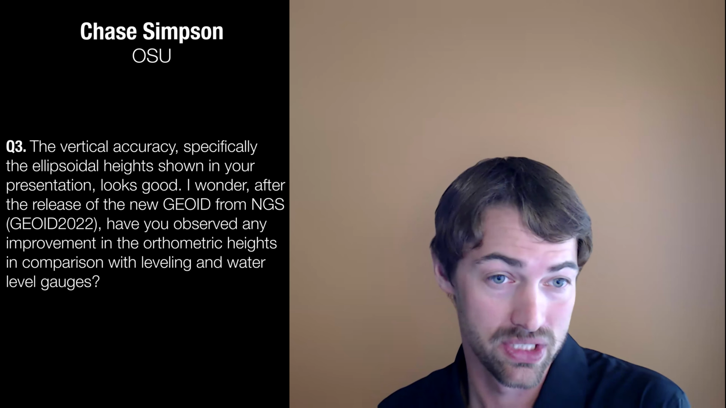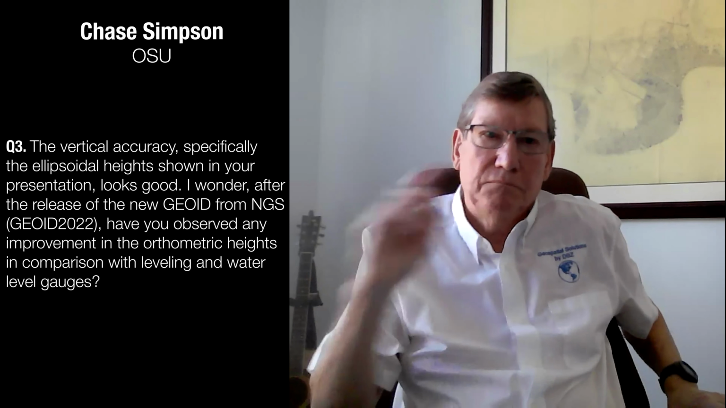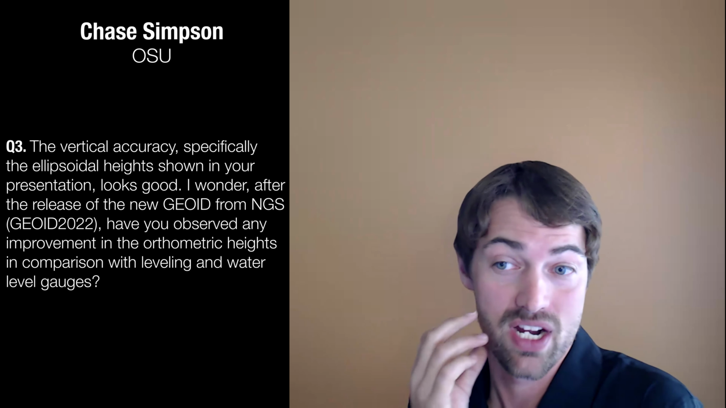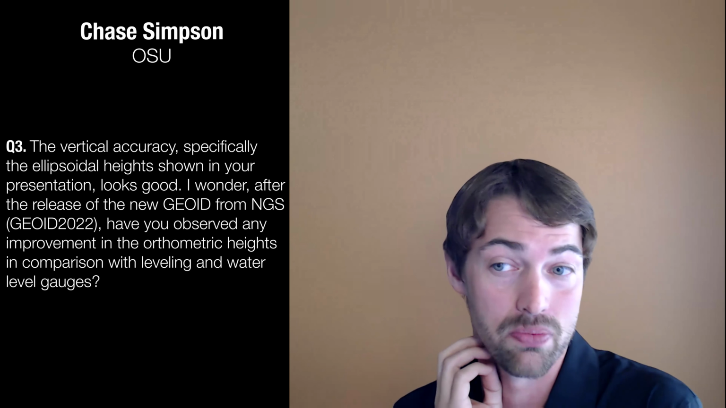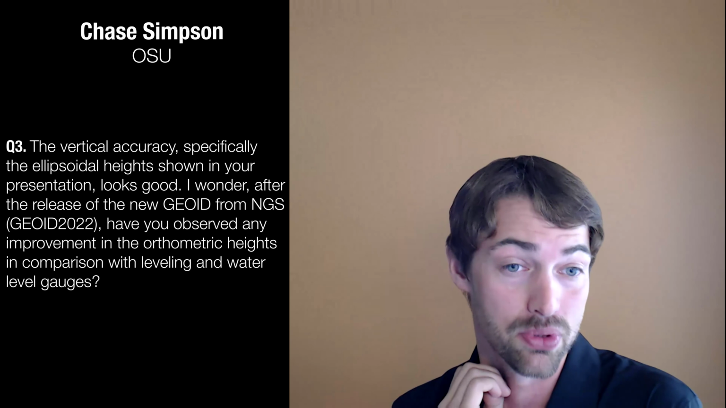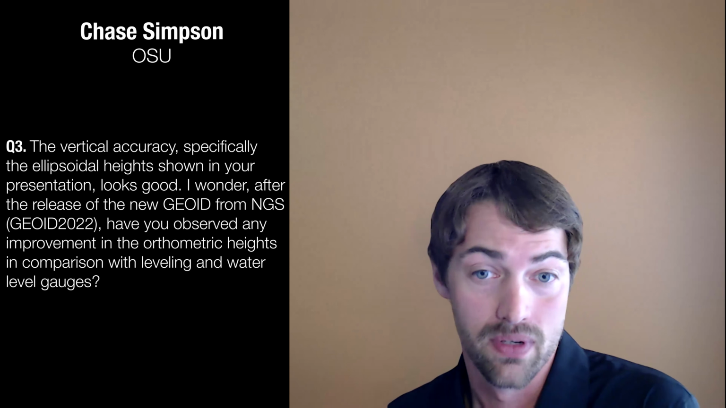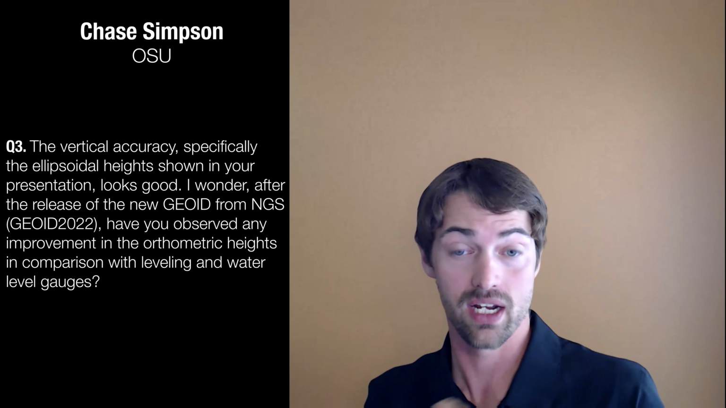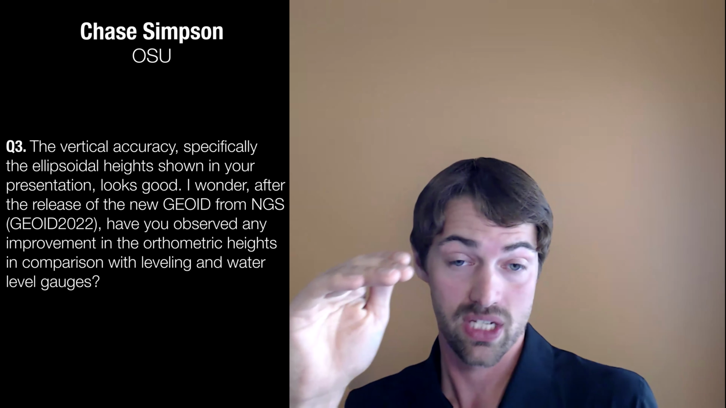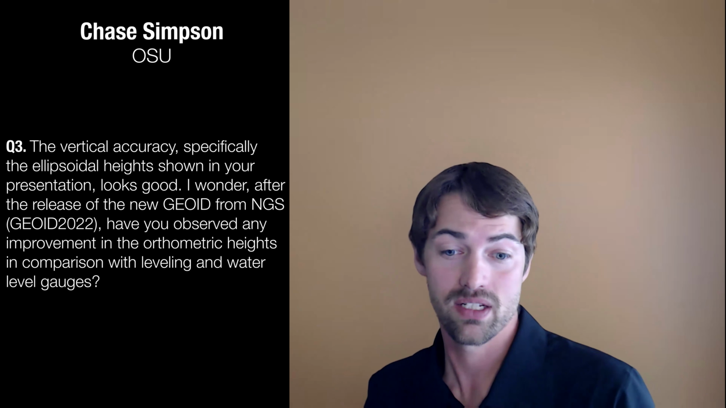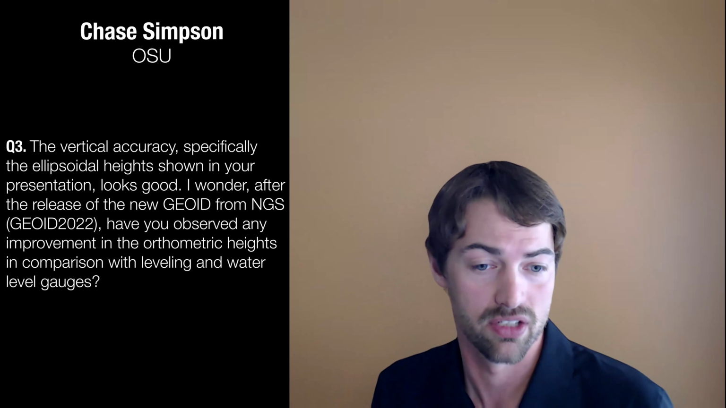NAPGD 2022 is generally going to agree better with orthometric heights, because we're defining the orthometric height as equal to the ellipsoid height of that new datum plus our geoid separation. So it's defined that way. So in general, you're going to see some better agreements there.